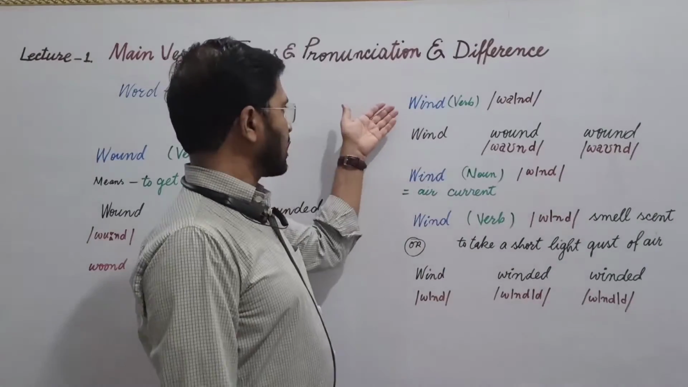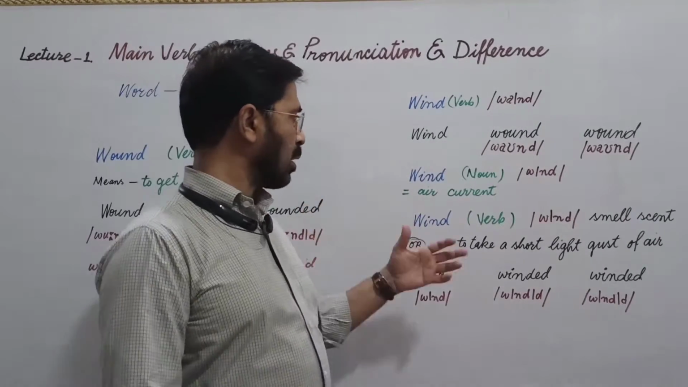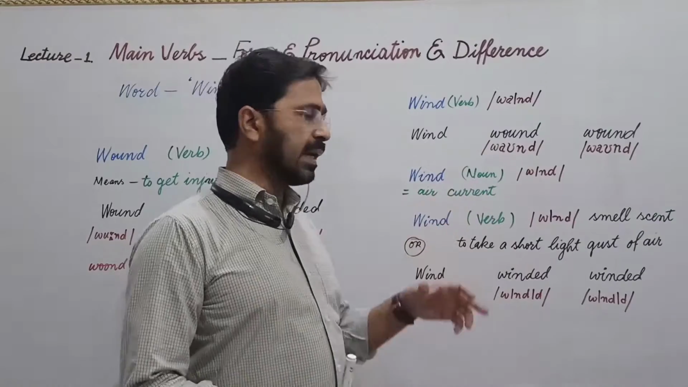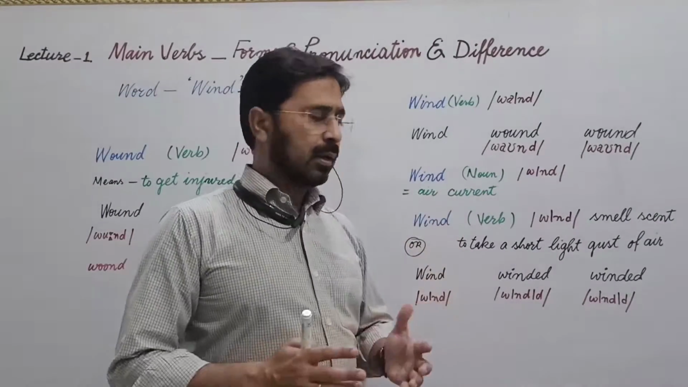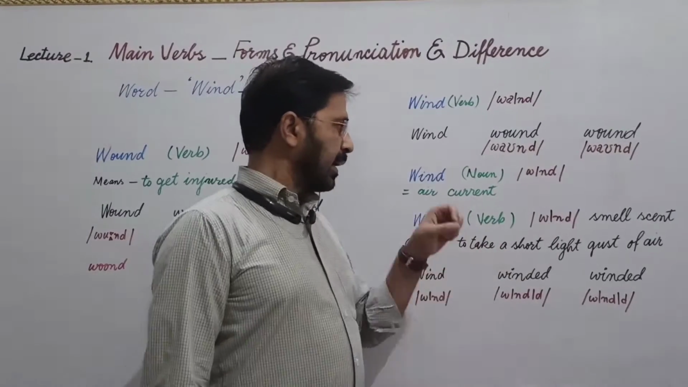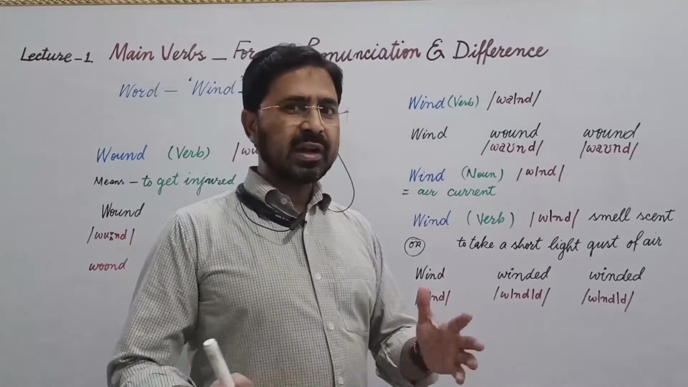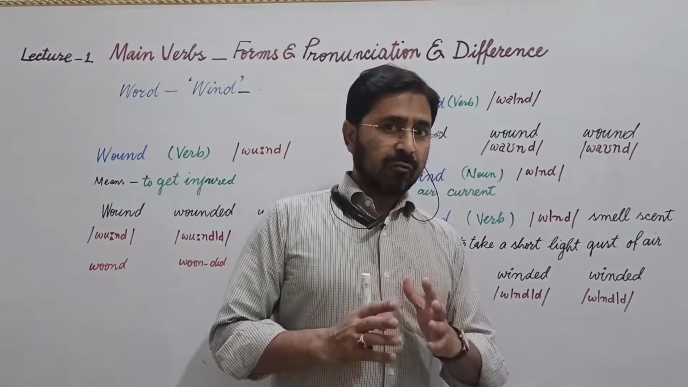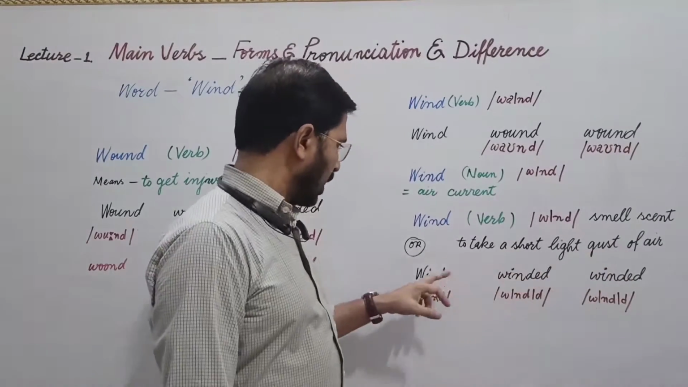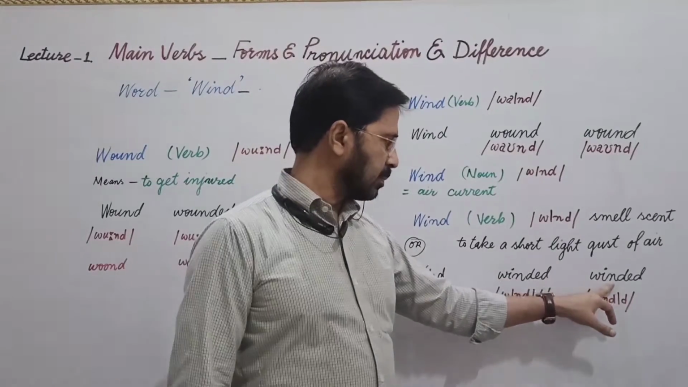Now in this way we can say there are two meanings of the word W-I-N-D, wind. When we pronounce it as wind, if it is a noun, we can say it is an air current. Now if we take it as a verb, wind, then it means to smell the whiff. I have already explained what the whiff means. Now to take a short light gust of air, if it is a verb, you can say wind, winded.